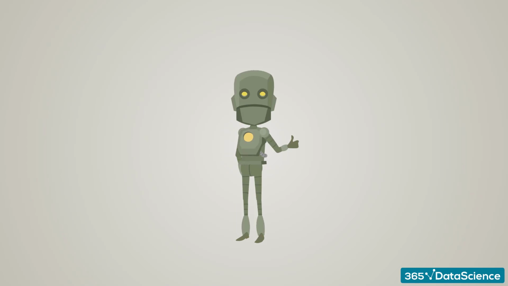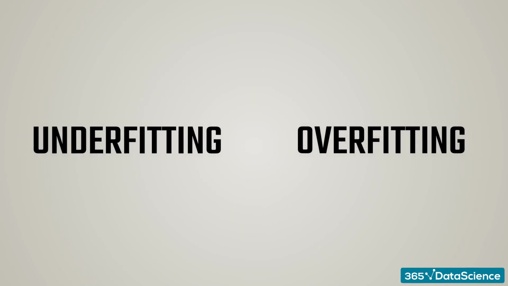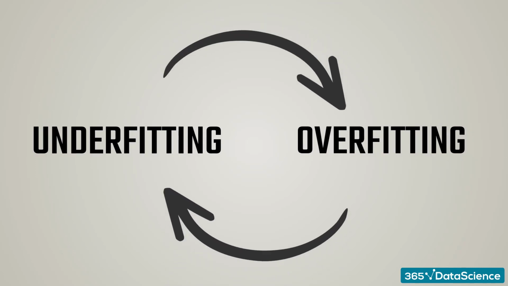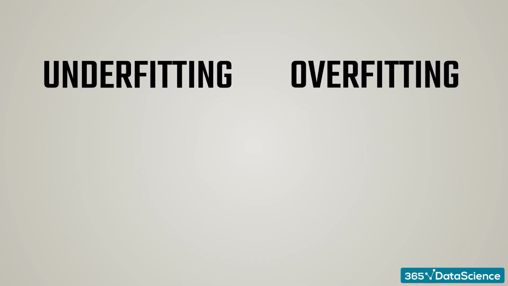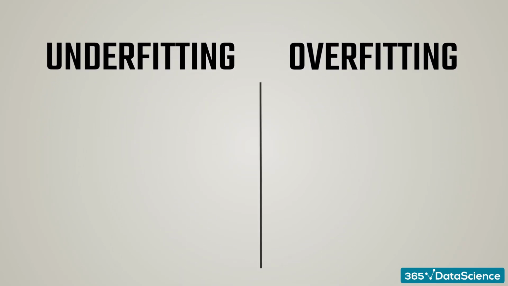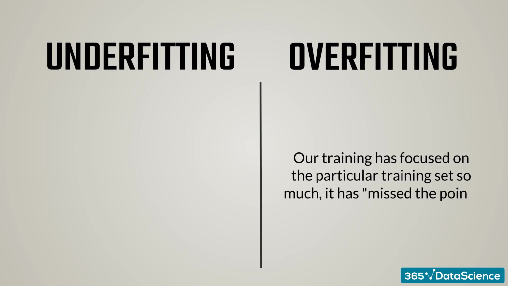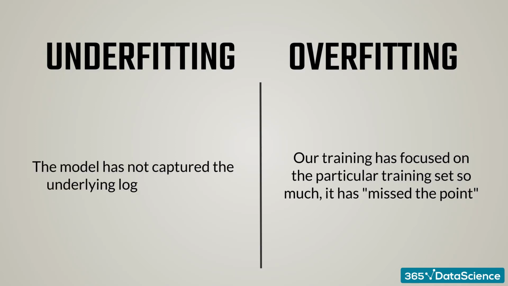There are two concepts that are interrelated, underfitting and overfitting. They go together. Understanding one helps us understand the other and vice versa. Okay. Broadly speaking, overfitting means our training has focused on the particular training set so much it has missed the point. Underfitting, on the other hand, means the model has not captured the underlying logic of the data. It doesn't know what to do and therefore provides an answer that is far from correct.